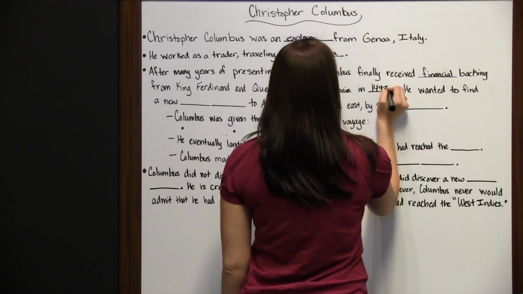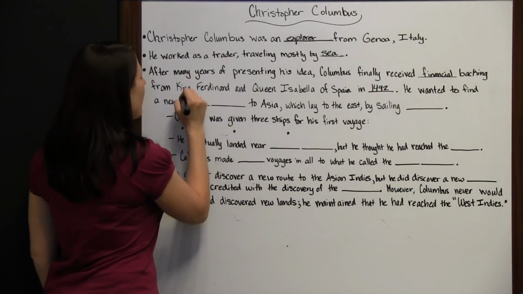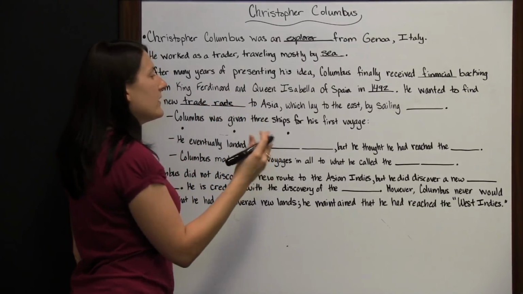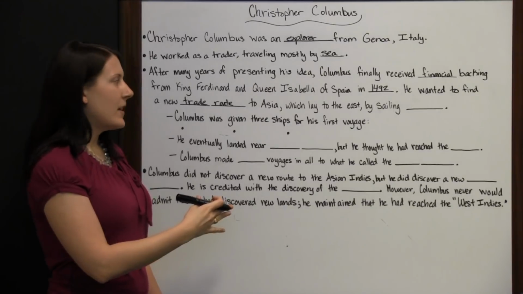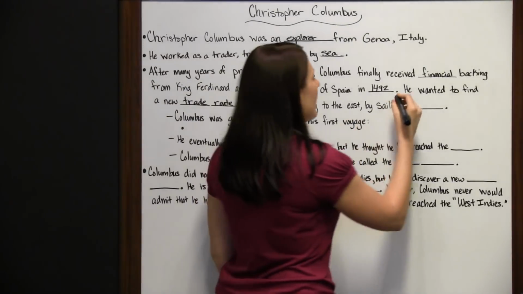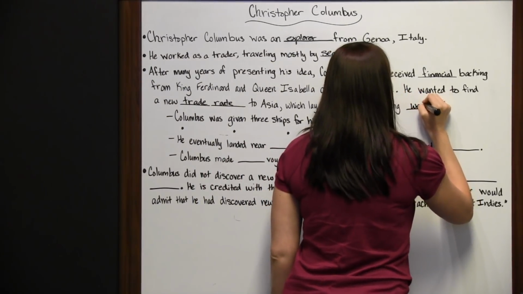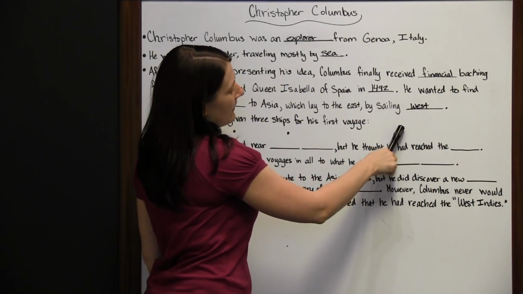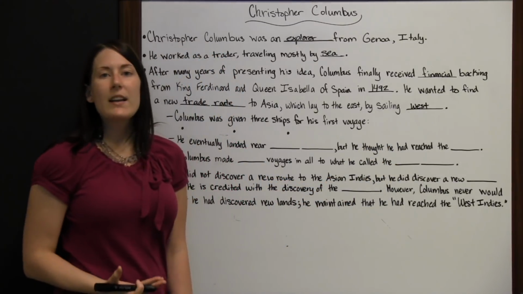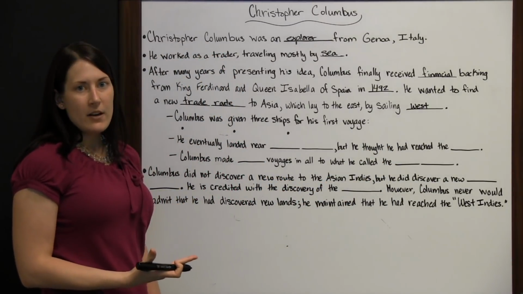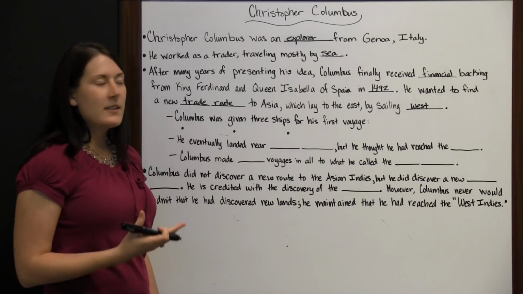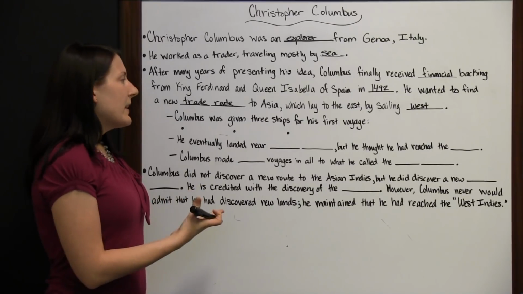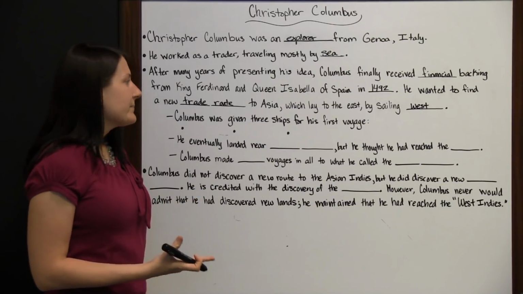And this was his idea. He wanted to find a new trade route to Asia, which lay to the east. So Asia lay to the east of them, but he wanted to get there by sailing west. He thought if he started here and went far enough this way, he'd circle back around and hit here. And he would have been right, except that America was in the way. You had two continents, North and South America, that were not going to go away. So his plan didn't work out quite like he thought it was going to.